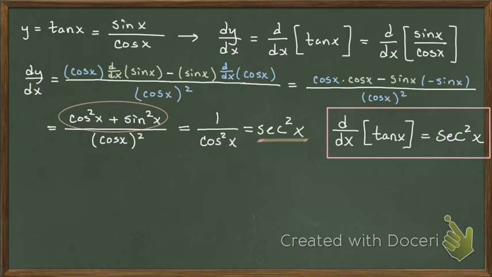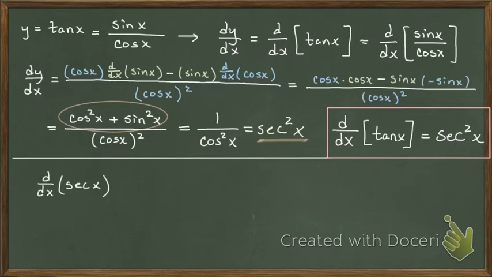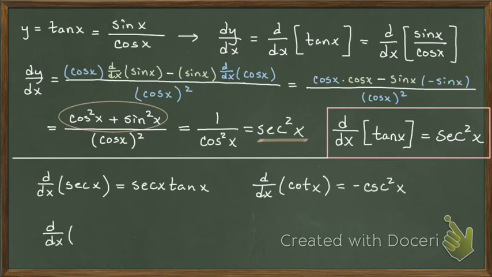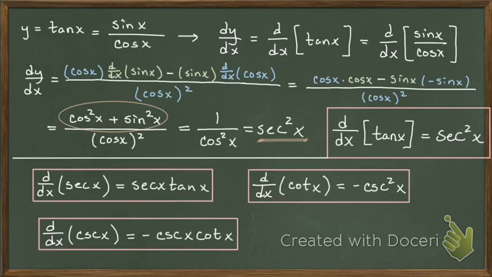In fact, because now I know quotient rule, I am able to come up with formulas for secant, cosecant, and cotangent as well. They all require the use of the quotient rule, and I get formulas like this. Derivative of secant is secant x tangent x. Derivative of cotangent x is minus cosecant squared of x, and the derivative of cosecant x is minus cosecant x cotangent x. So these can all be shown with our quotient rule.